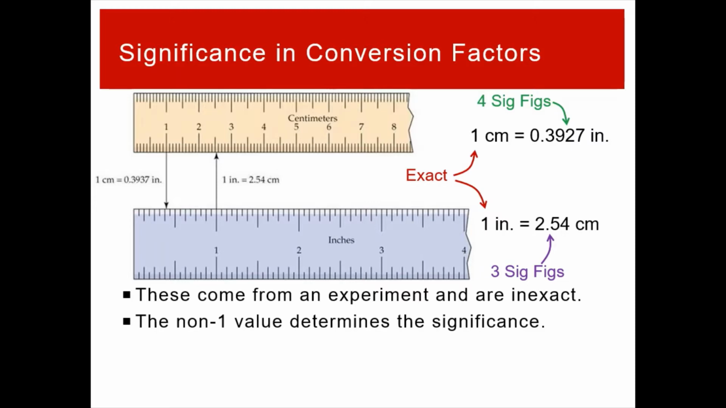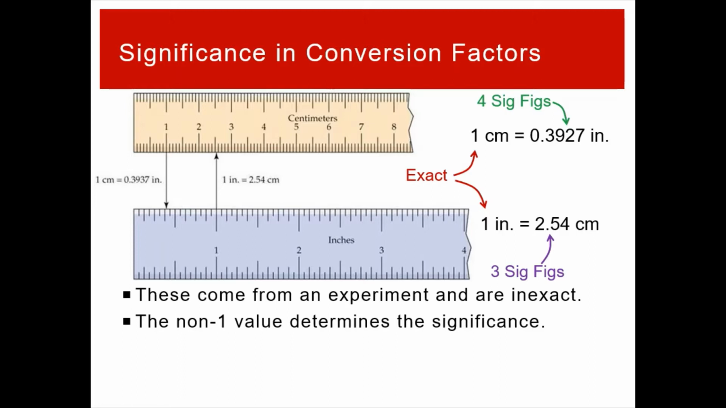Where you have some significance, some measured values, is when you're converting between customary and metric. If you're looking at something, for example, 1 centimeter, how many inches is that? There are people who literally do experiments where they get really precise measurements of 1 centimeter, and they see how many inches that is. So you could imagine you are told that 1 centimeter is 0.3927 inches. The 1 on the centimeter is exact, and the non-1 value, the 0.3927, is inexact. So that has 4 sig figs.